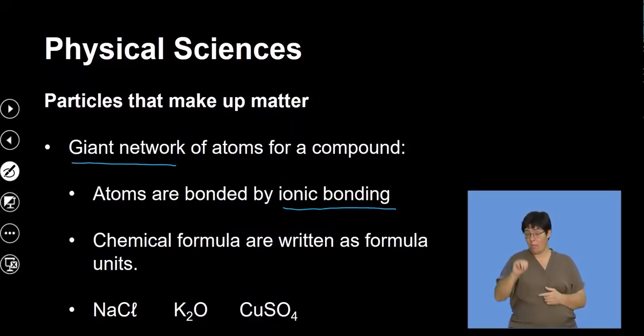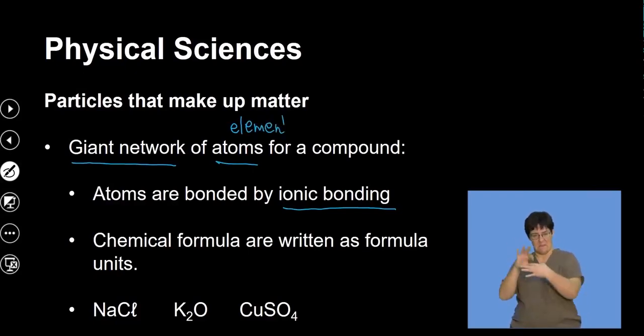So if it's ionic, they give us a giant network of atoms or a compound. If it's an atom, then it means it's an element, right? Then a compound, obviously, is two or more different elements that are chemically joined together.